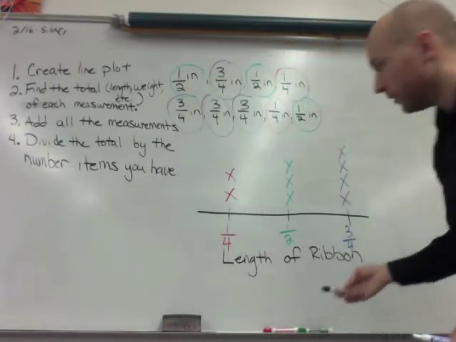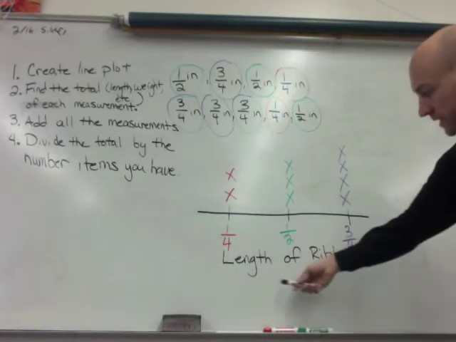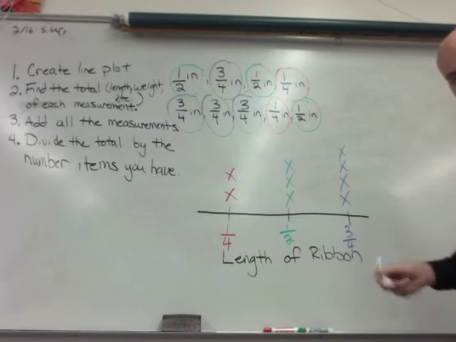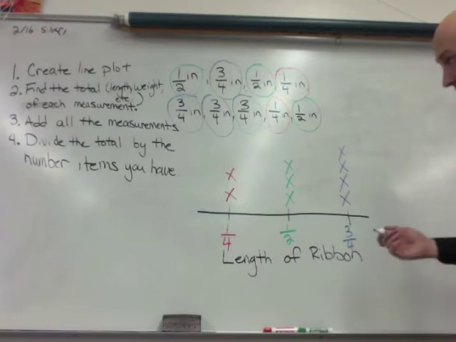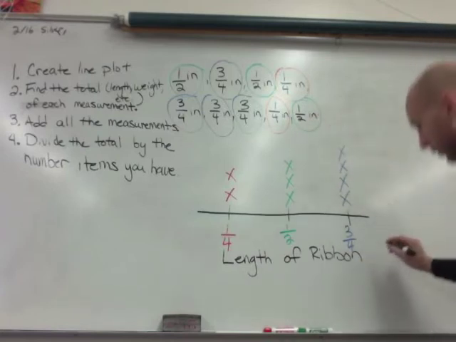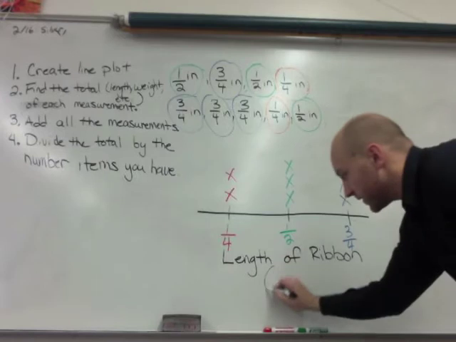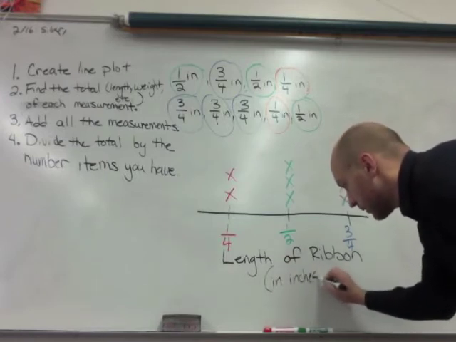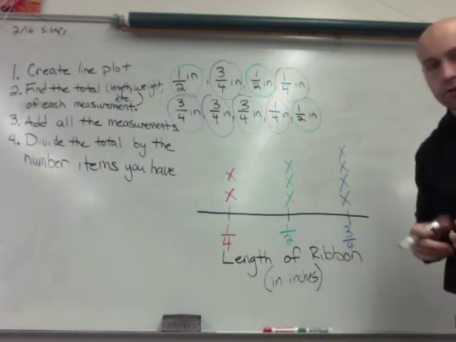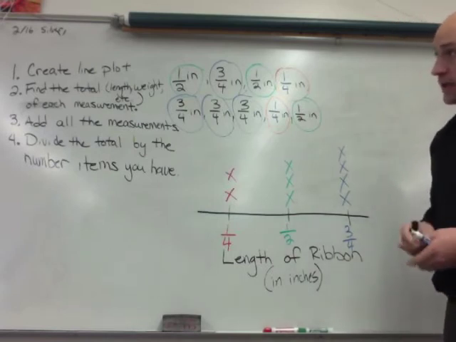The only thing I forgot here on my title, on my line plot, is I put length of ribbon, but remember we need to label the length of ribbon what? This could be 1/4 of a foot, a yard, a mile. I don't know what it is. But up here it says inches. So I'm going to put in parentheses in inches. Okay, so that's step number 1. We created our line plot.